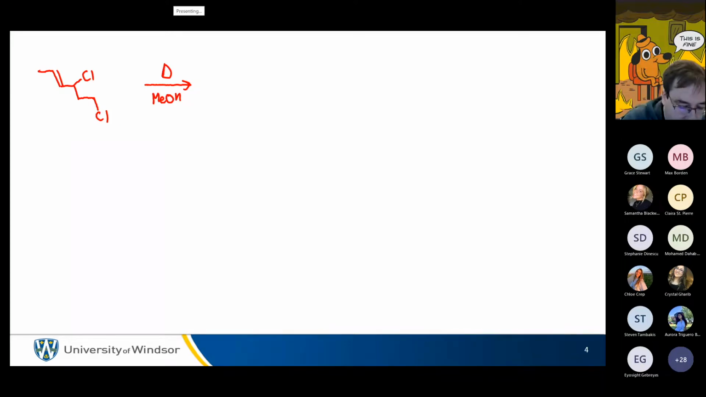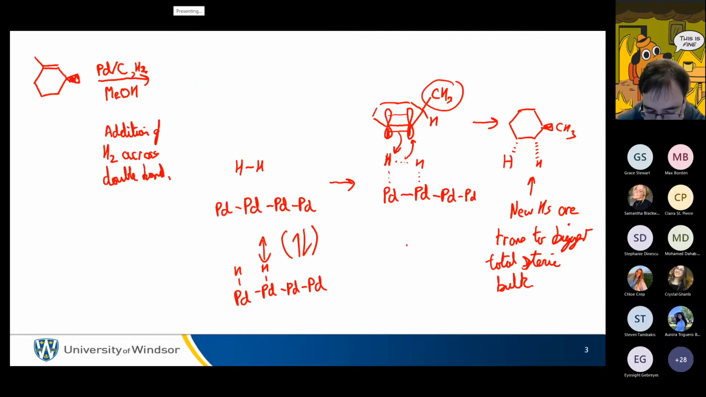This is an SN1 reaction. Which is the first carbocation you make, and what do you think the product of the reaction is? Actually, I'm going to make it a little bit harder. There we go. Try that one out. You can't read what's under the dashed H's. New H's are trans to biggest total steric bulk.